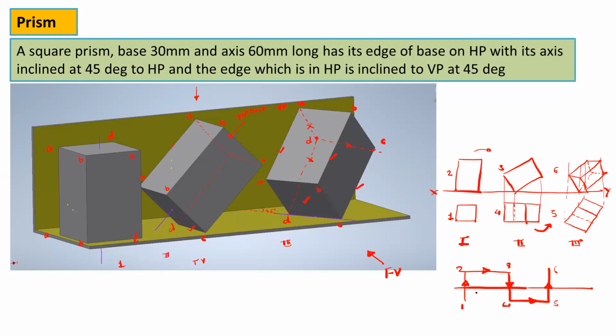So this sequence is only for when any solid is resting on the horizontal plane and it is inclined to both the planes, HP and VP. Okay. So now we will see one projection when the solid is resting on the vertical plane. So I hope you have understood this problem.